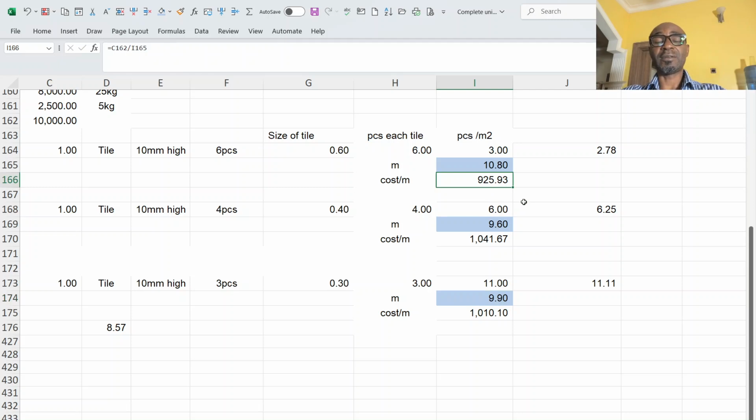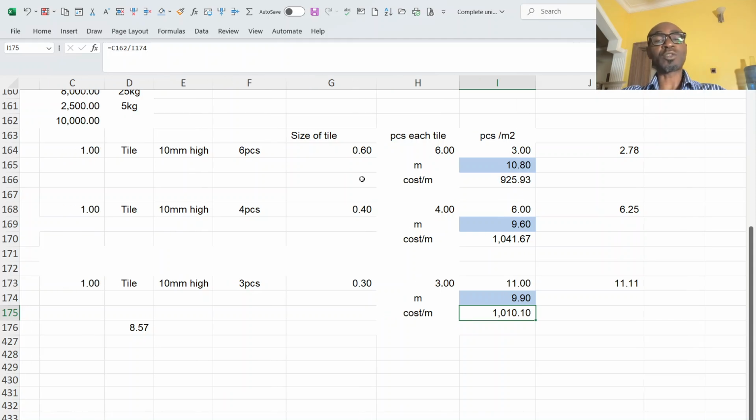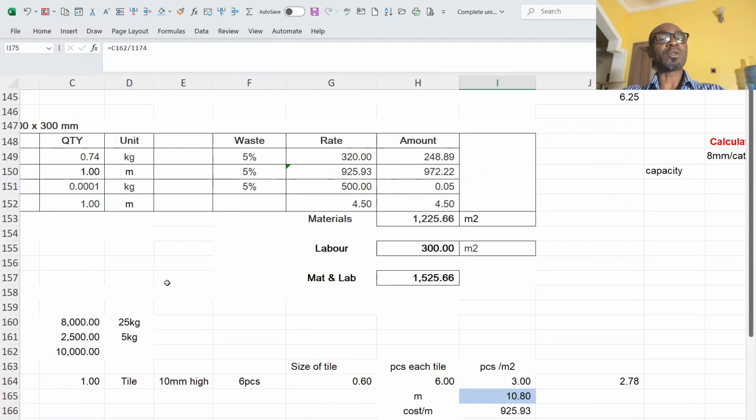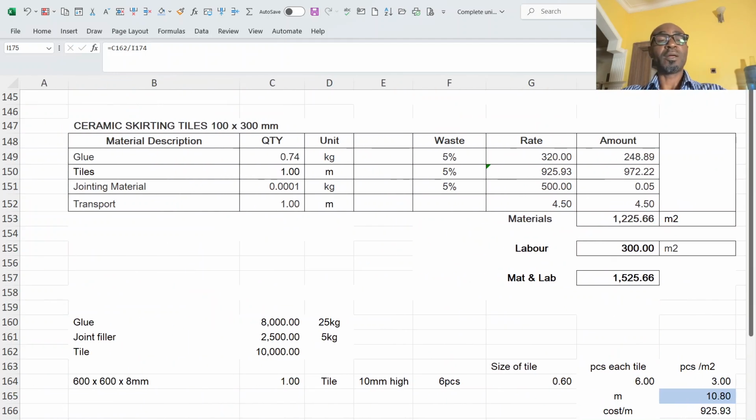So you can see that for 600 by 600, you're having 925 naira per linear meter. Dry cost is market price. Here you are having 1,041. Here you're having 1,010. So now, having understood this, let us now go to the build up rate proper.